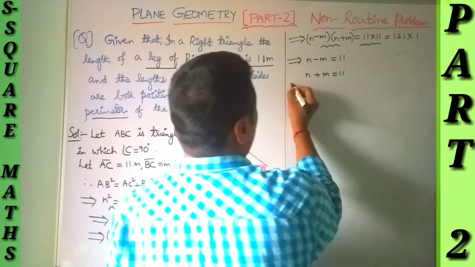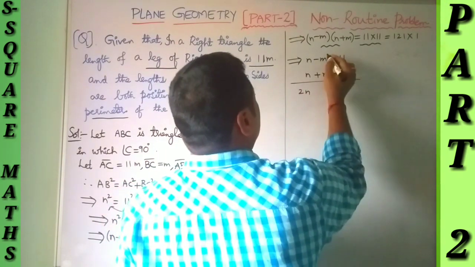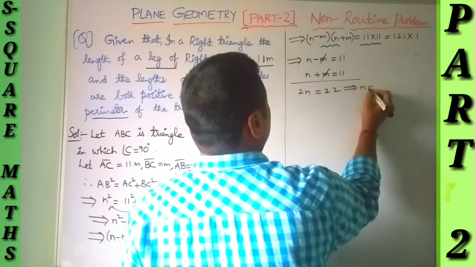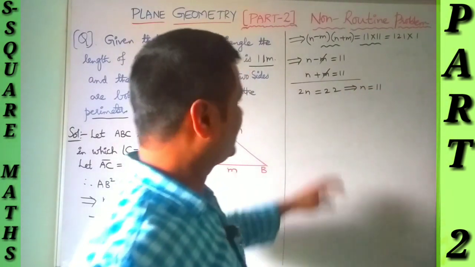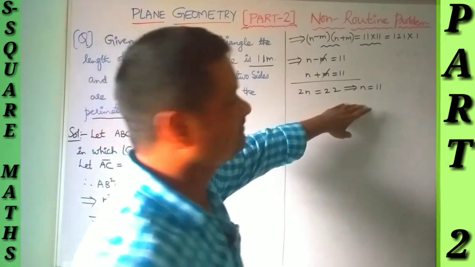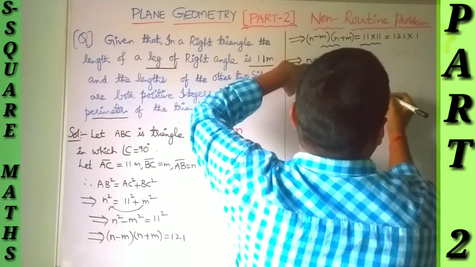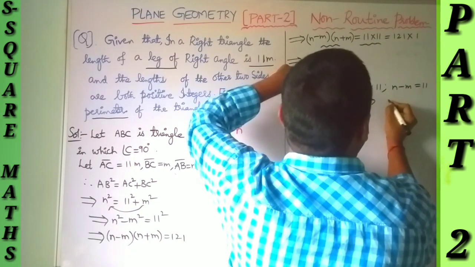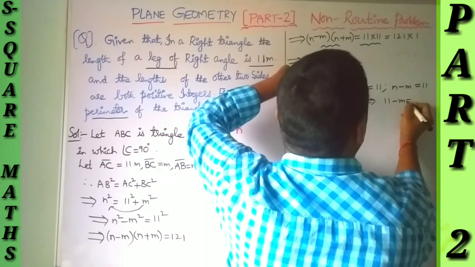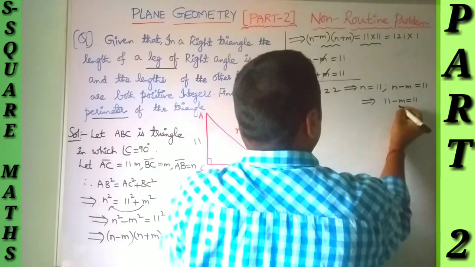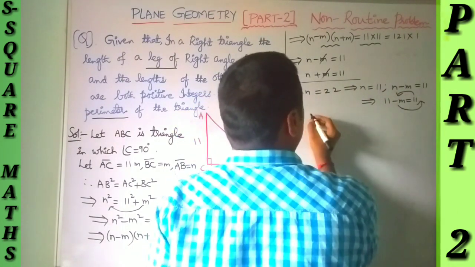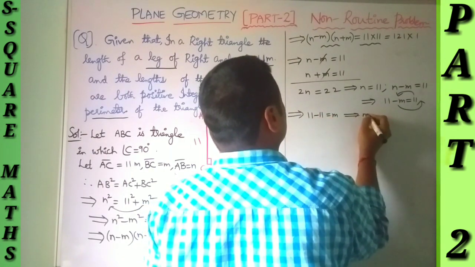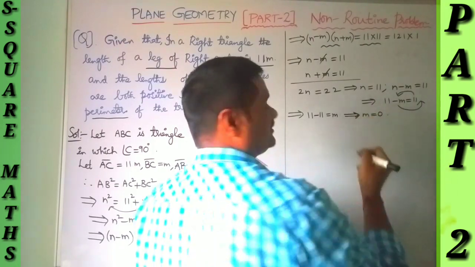Okay, so adding, what I am going to get: 2n, m minus m is 0, is equal to 22. So n is nothing but 11. How did we get 11? 22 by 2 is nothing but 11. So n minus m is equal to 11. n is nothing but our 11, minus m is equal to 11. So shifting this to this side and this to this side, 11 minus 11 is equal to m. This implies m is equal to 0.